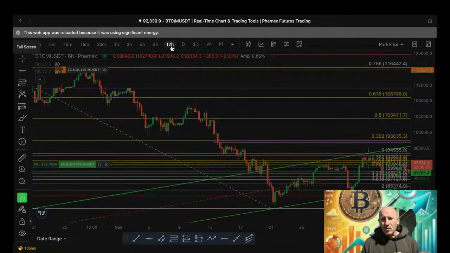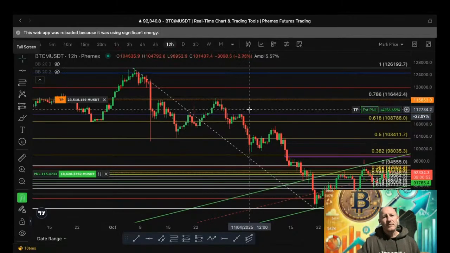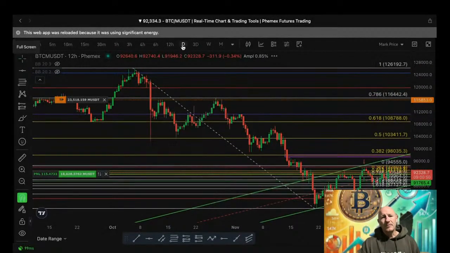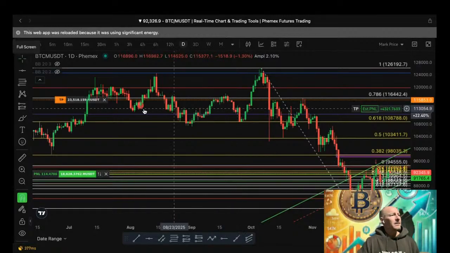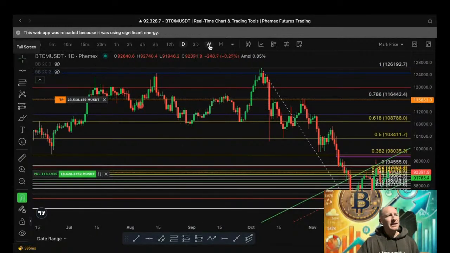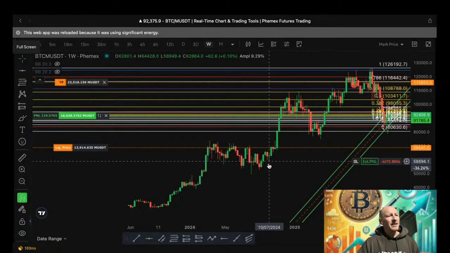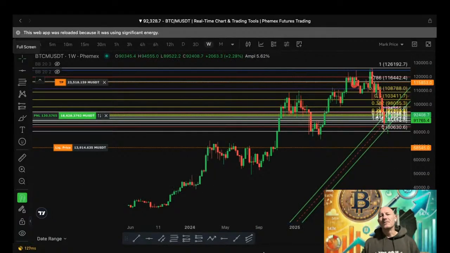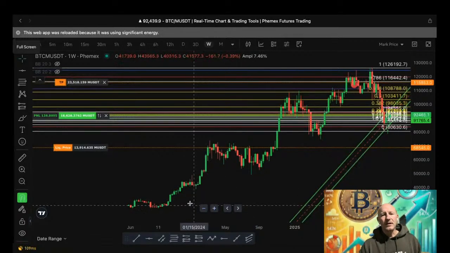So let's go check the 12-hour. Zoom in a little more. Boom. And back to the daily. Okay. Let's go to the weekly. All right. See what happens when you zoom out. Okay. So you said what happens if it goes to 15,000? That's way down here.